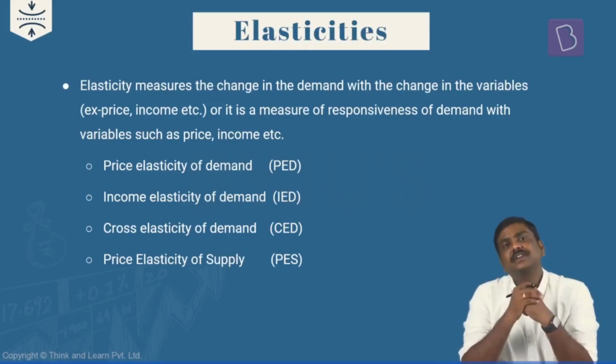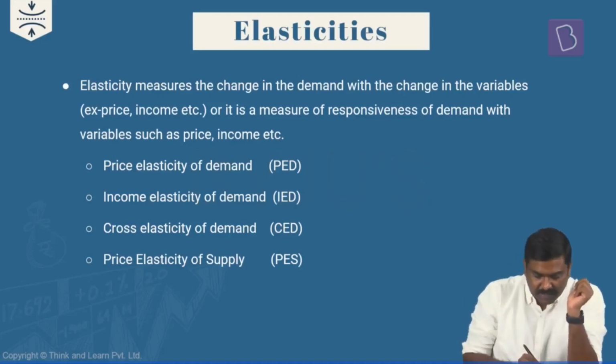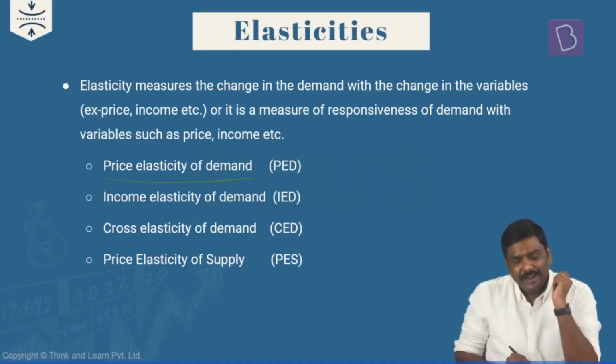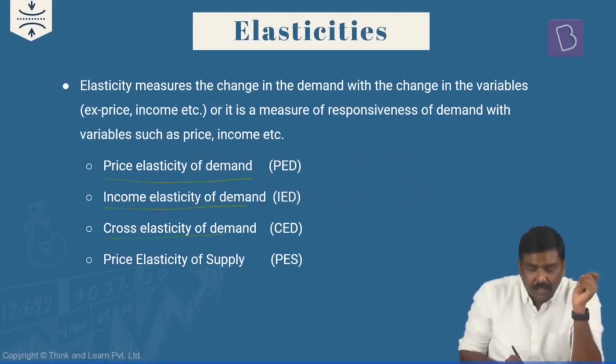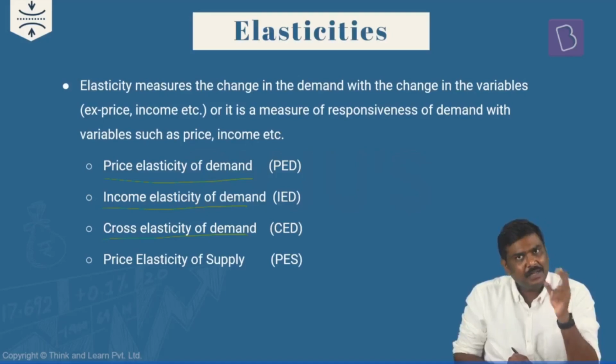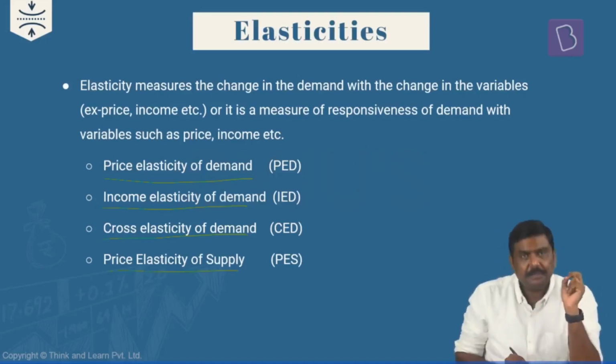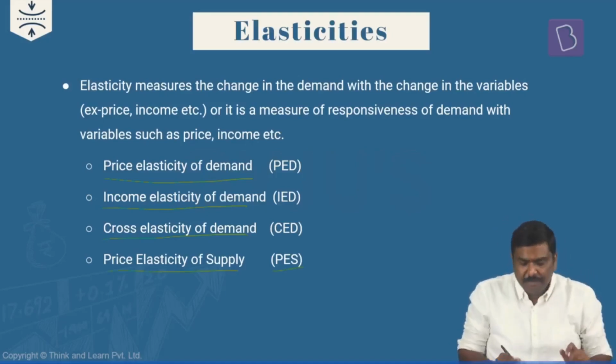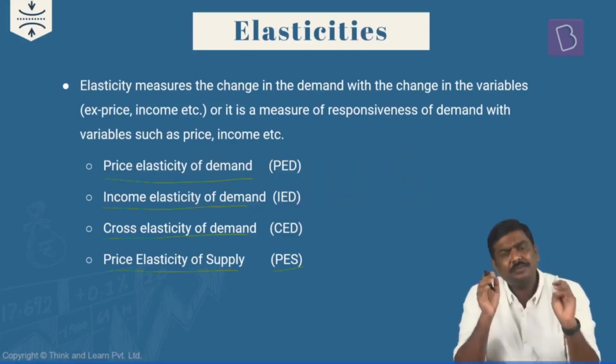There are four types of elasticities. One is price elasticity of demand, PED. Second, income elasticity of demand, IED. Third, cross elasticity of demand, CED. And the fourth one is price elasticity of supply, PES. These are the four types of elasticities. Let me start with the first one here.